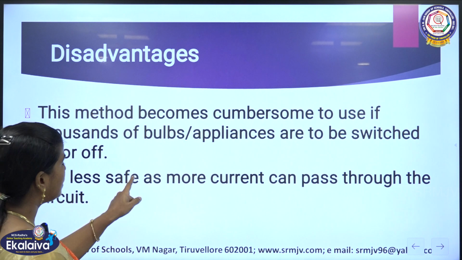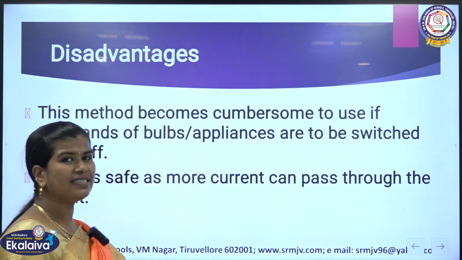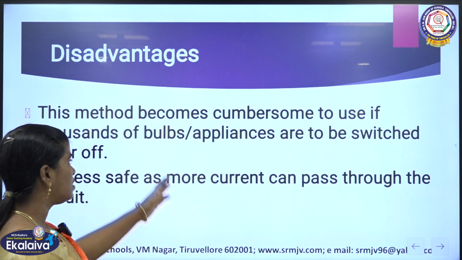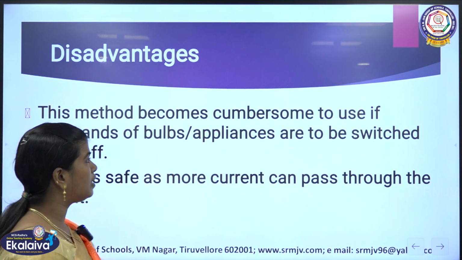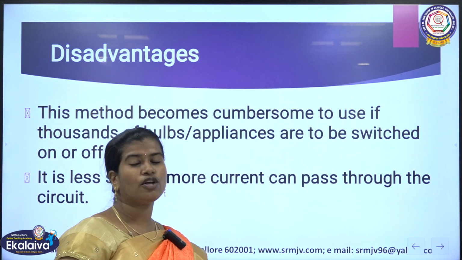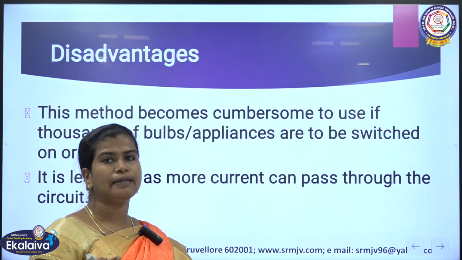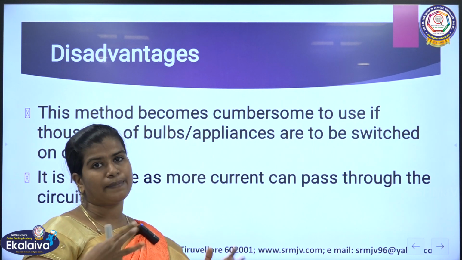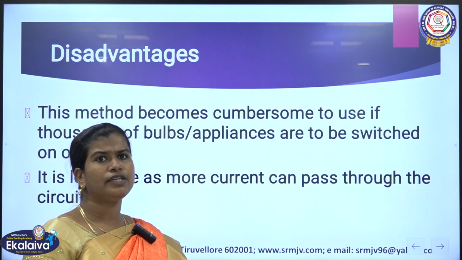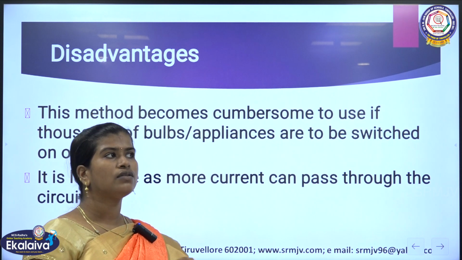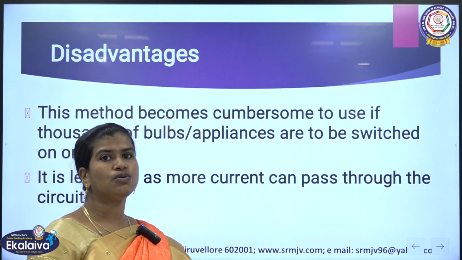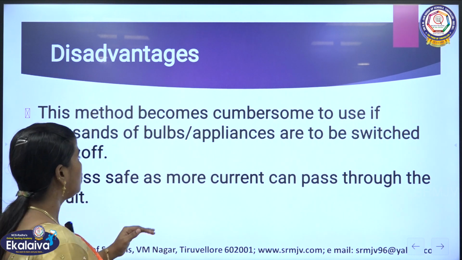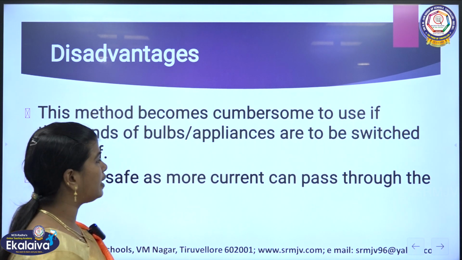Disadvantages: this method becomes cumbersome. Cumbersome means it is very difficult. When there are 1000 bulbs or appliances, that is not at all possible. If 1000 bulbs are connected in parallel, each bulb we need to turn on or off separately. So usually we don't use that. For 1000 bulbs we go for the series connection. So that is the problem over here, and it is less safe as more current passes through it.